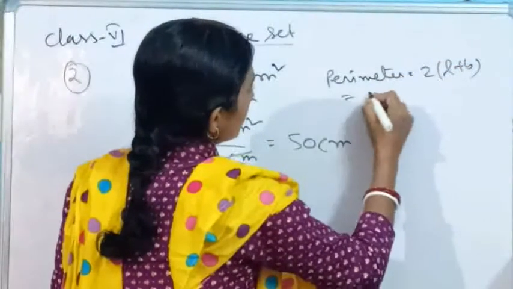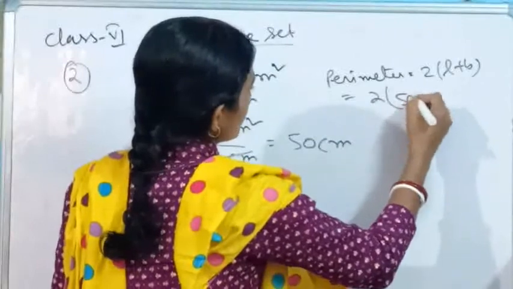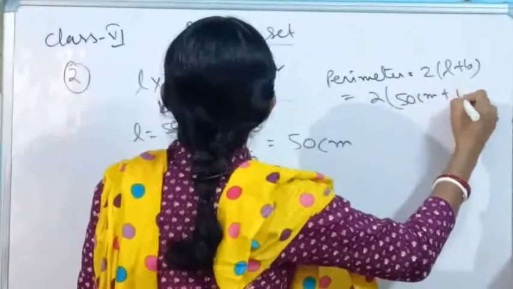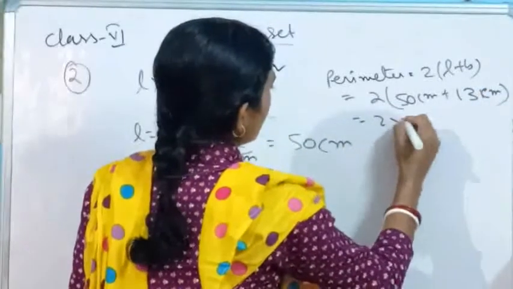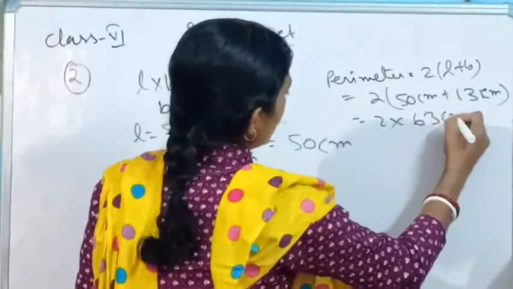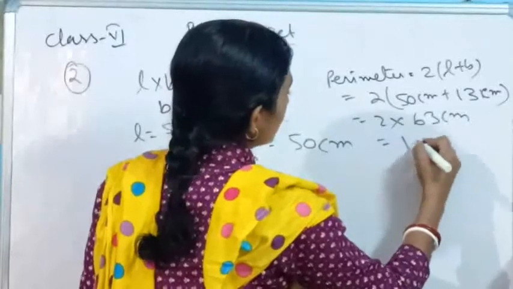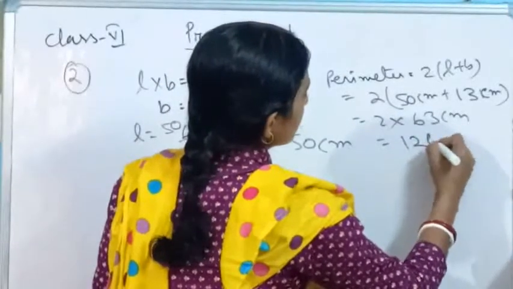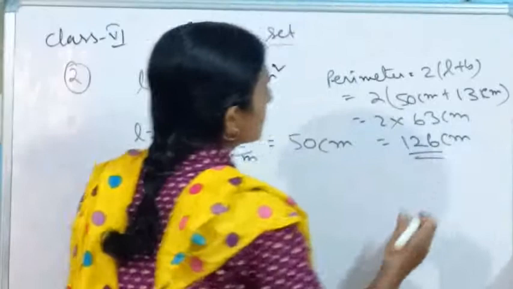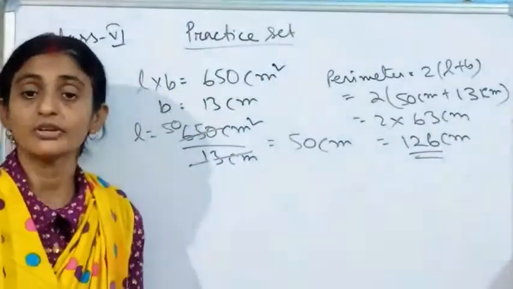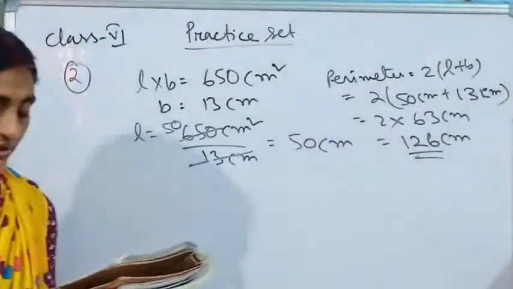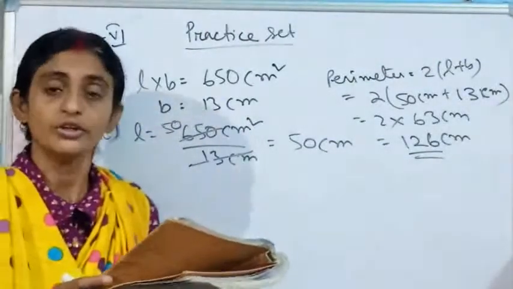So what are we getting here? 2 into L is 50 centimeter. Breadth is equal to 13 centimeter. So when I am adding this, what am I getting? That is equal to 63. So ultimately we are getting what? 126 centimeter. What is it? This is the asked answer in this question, which is the perimeter of this given rectangle. Okay, and here in your question set it is option D.